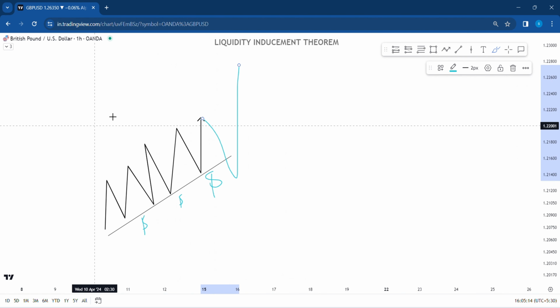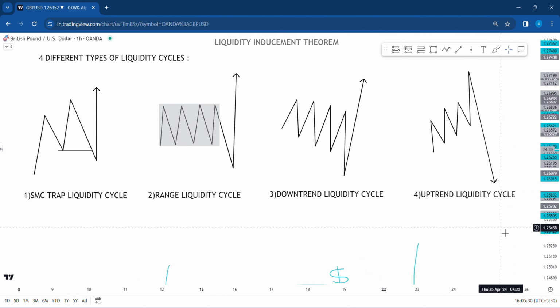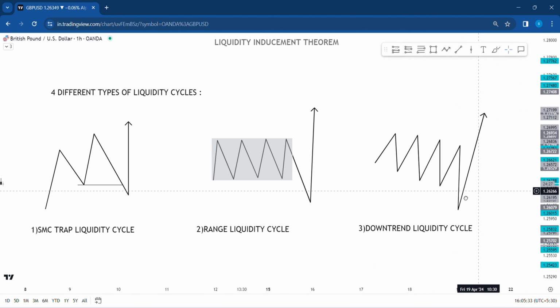In this liquidity cycle, this is the accumulation phase, this is the manipulation phase. This whole down move is the manipulation, and the whole up move is the distribution. This is how the market maker changes the price from one point to another point. They can't move the price in a straight line. Also, this is very important.